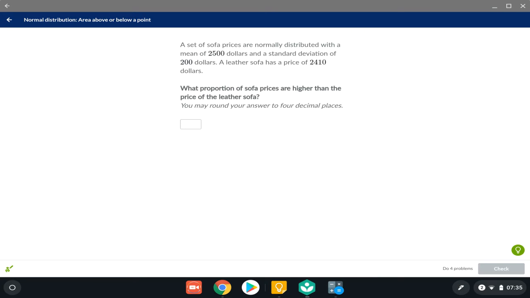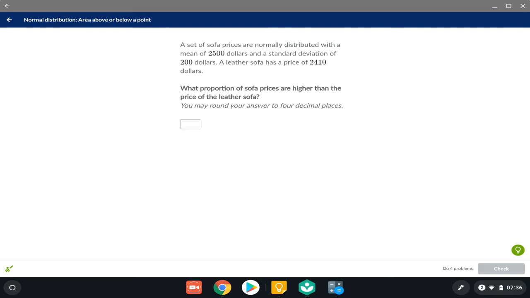Alright, we are back with normal distribution area above or below a point. Normal distribution area above or below. The problems I'm going to be working on today are pretty straightforward. I'm looking to find the proportion that is greater or less than, depending on what the questions are asking.